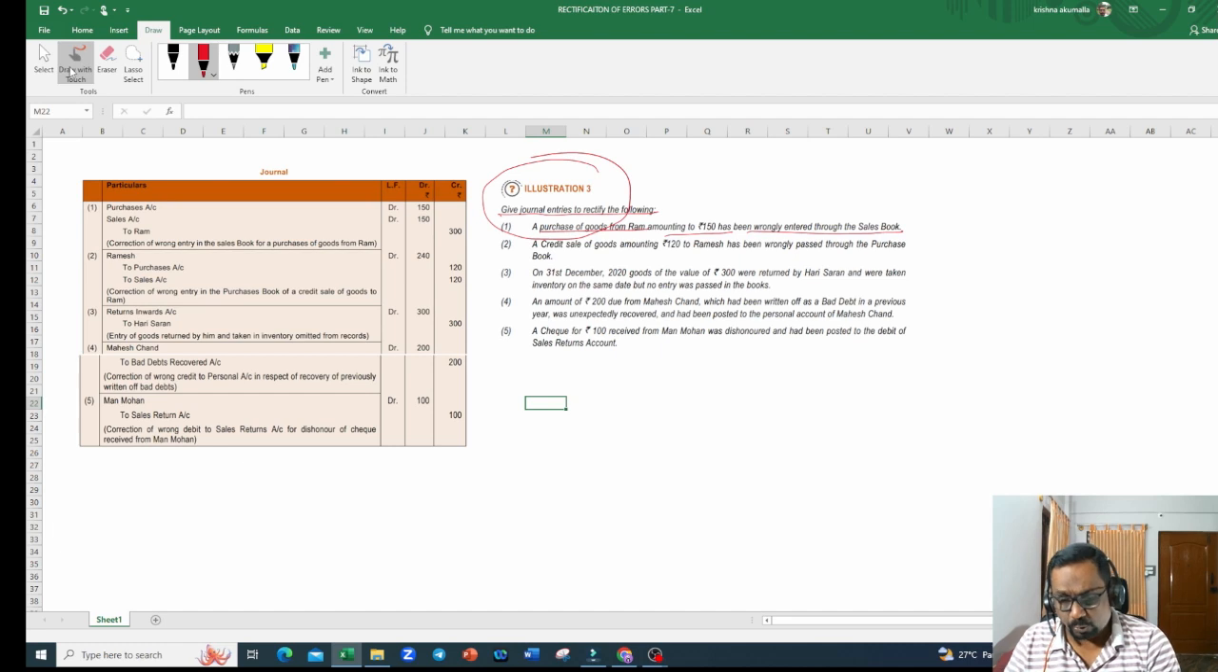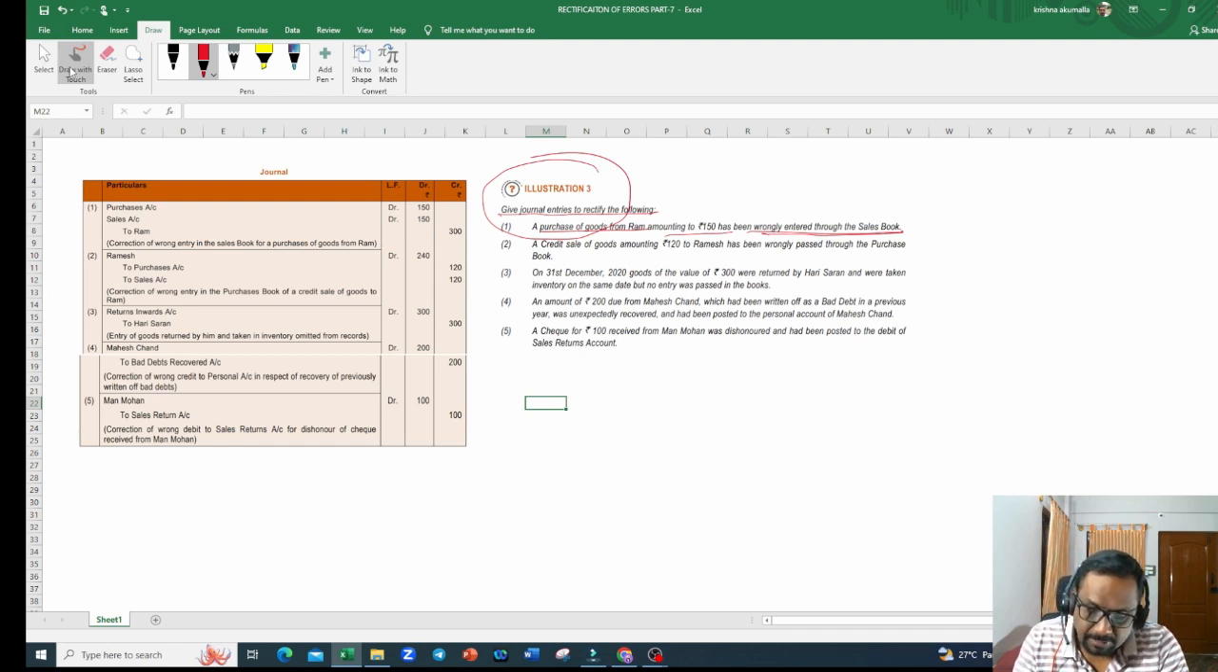When we purchase goods, it has to be routed through the purchase book. Do you agree? It has to be routed through the purchase book. But what did they say? Wrongly entered through the sales book. It has been entered through the sales book.